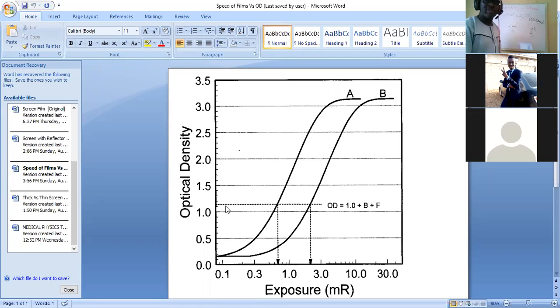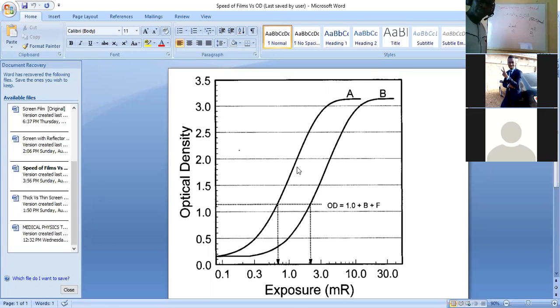So at the end of the day, to have this OD of 1.2, film A used an exposure of around 0.8, whereas this other one used an exposure of maybe around 2.5. So clearly, we can see that the film that produced graph A is more sensitive because it used a lower exposure level to obtain a particular OD, whereas this one used a higher exposure. So this one is much more sensitive than this. It has a higher speed than this.